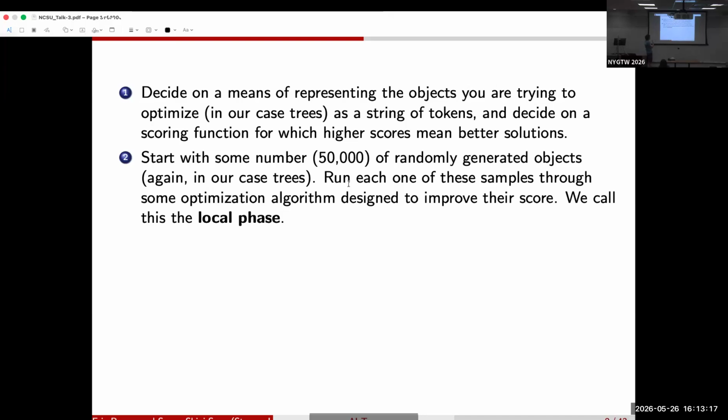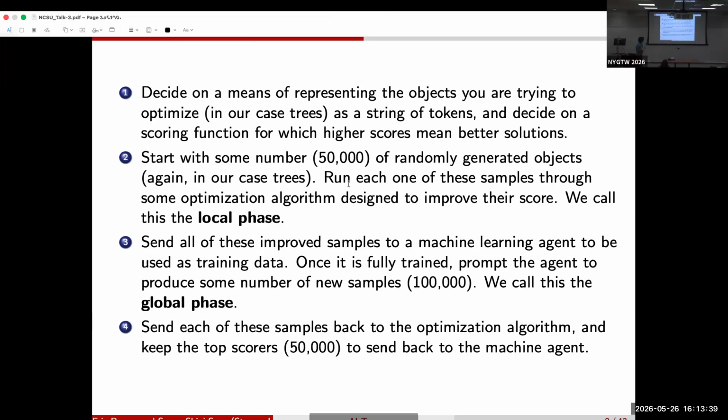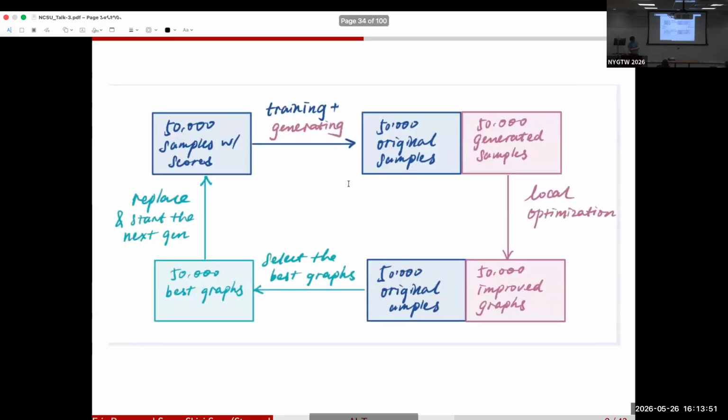We call this the local phase. Send all of these improved samples to a machine learning agent to be used as training data. Once it is fully trained, prompt the agent to produce some number of new samples, in this case about 100,000. We call this the global phase. Send each of these samples back to the optimization algorithm and keep the top scores to send back to the machine agent, and you keep doing this generation over generation. That's the idea. So it looks like that.